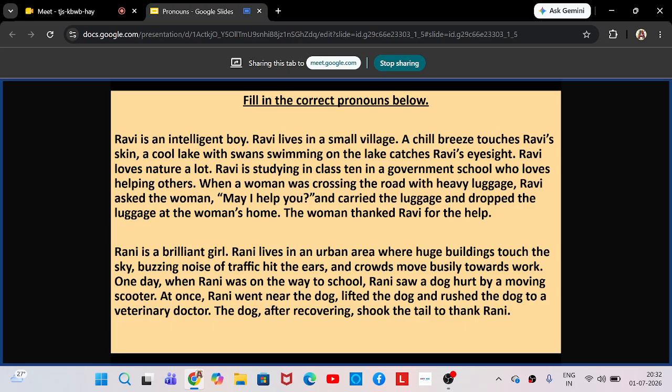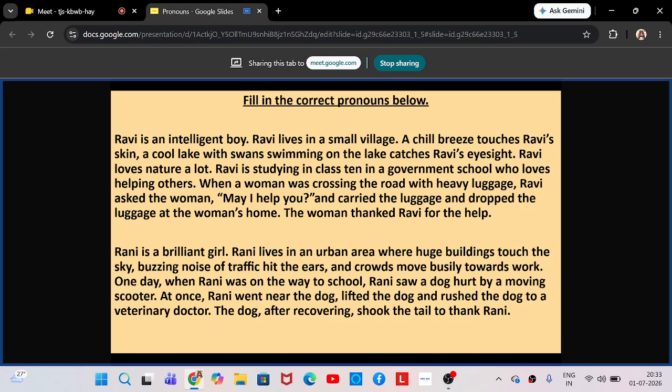Okay, I will read the first paragraph. Ravi is an intelligent boy. Ravi lives in a small village. A chill breeze touches Ravi's skin. A cool lake with swans swimming on the lake catches Ravi's eyesight. Ravi loves nature a lot. Ravi is studying in class 10 in a government school who loves helping others.